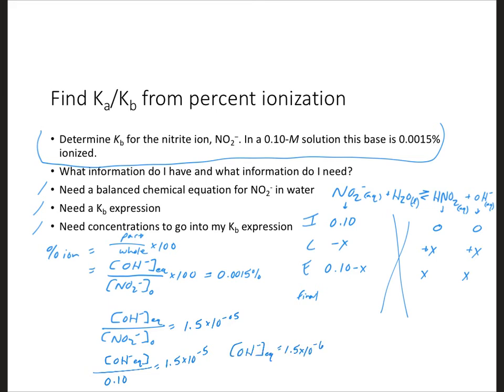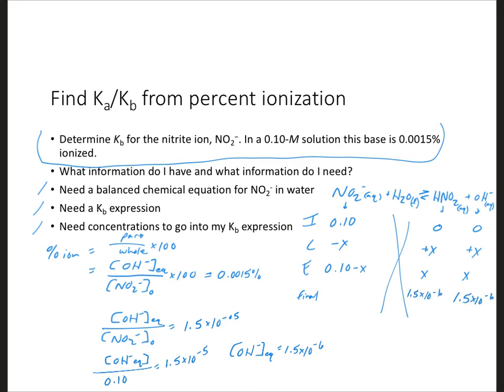And so our calculator is going to tell us that by multiplying by 0.1, we're just going to end up with an additional digit in that exponent. So now it's 1.5 times 10 to the negative 6. And if that is my equilibrium OH concentration, I can move that over into my table.